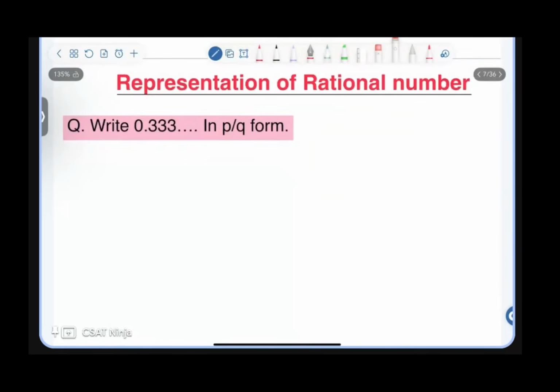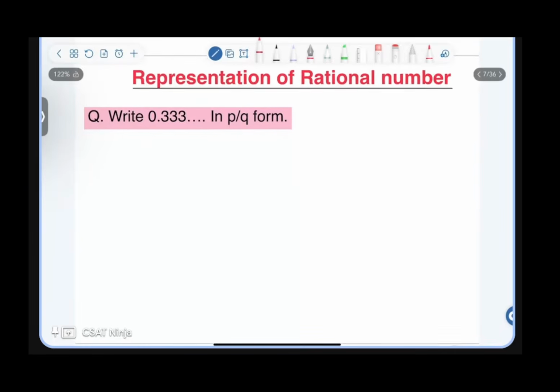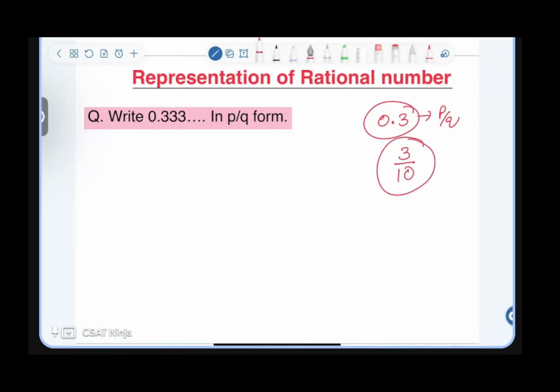Okay, now let's go to representation of rational numbers. You might have learned this one, but I'll discuss it in the simplest form. In this question, we have 0.333, but if you just have 0.3, how will you represent this in p/q form? Since this is one place after the point, you always count from here, so I need to put 10 here. If it is 0.3 only, I can represent it in p/q form as 3 divided by 10.